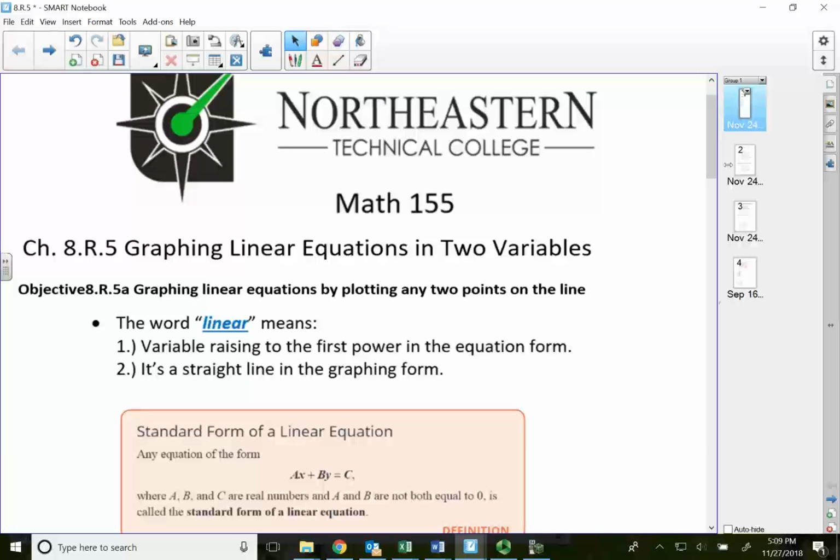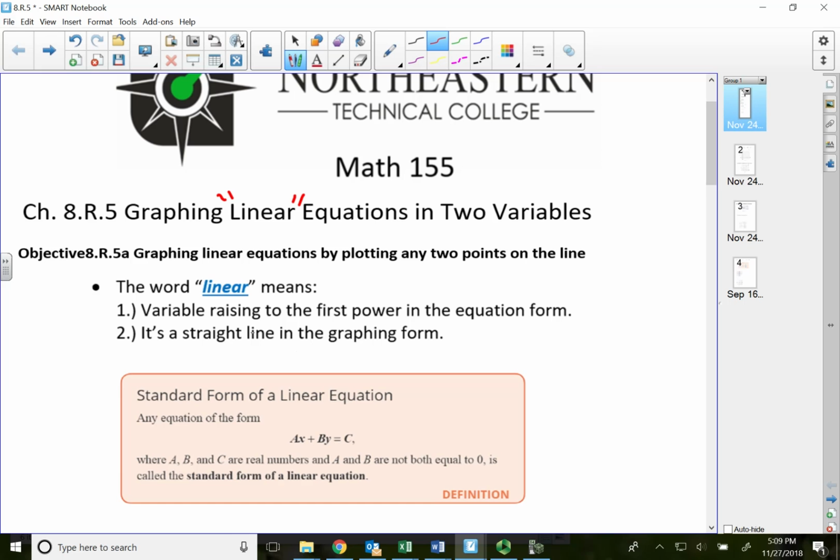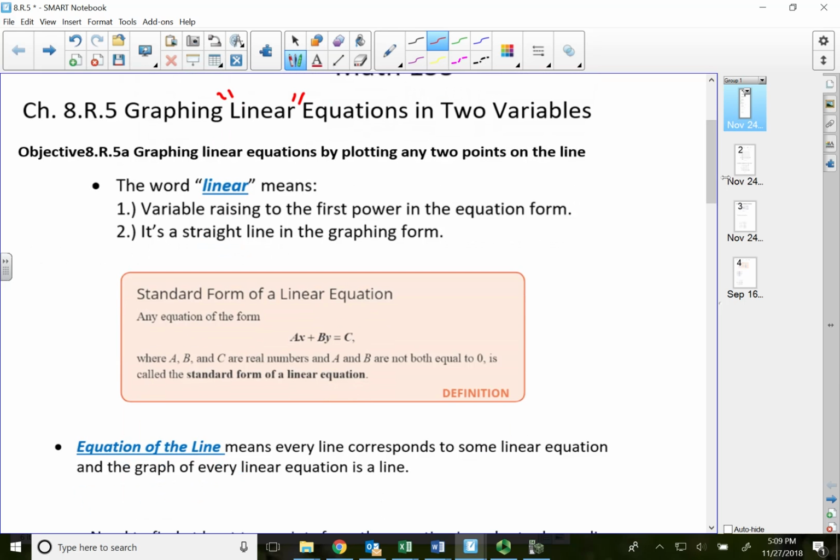So real quick, this graphing linear equation in two variables, let me explain in a couple words. The word linear, most of the time when I ask that question, students say linear means a straight line. That is correct. The word linear means straight line in the graphing form. The word linear also refers to the equation form, where the variable is raised to the first power. So the word linear means two different things. One of them is variable to the first power in the equation form. The word linear also means straight line when we actually graph them.